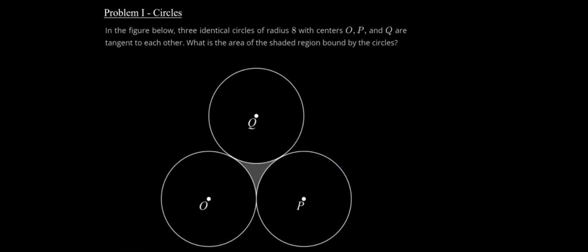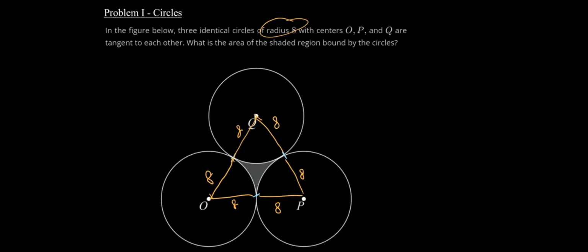Alright, so here's how I'm going to solve it. So we know that we have a point of tangency here, a point of tangency here, and a point of tangency here. Knowing this, we can draw a line from each radius to the point of tangency. And we know that the radius is equal to 8 because of the problem. So this is 8, from here to here is 8, from here to here is 8, and this is 8.